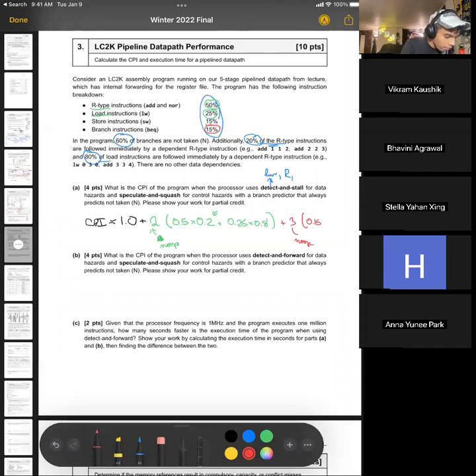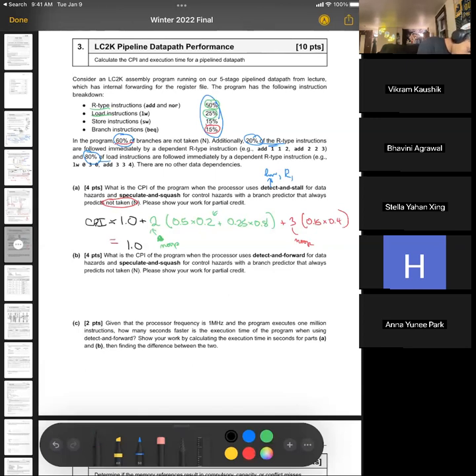Of that 15%, we need to consider how many times we're going to be incorrect. Our branch predictor is predicting not taken, so basically, we need to consider how frequently we are going to take the branch. Well, it says that 60% of the branches are not taken, which means that 40% of them are taken. And so 40% of the time, we are going to be incorrect. We need to account for that. If we multiply that out, I'm going to do some mental math.